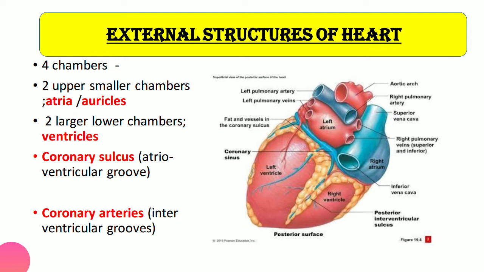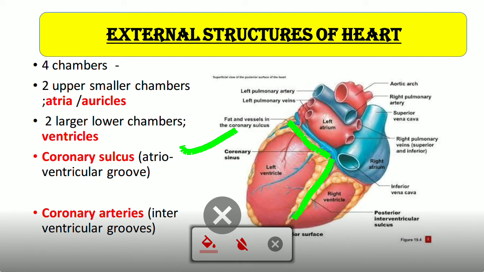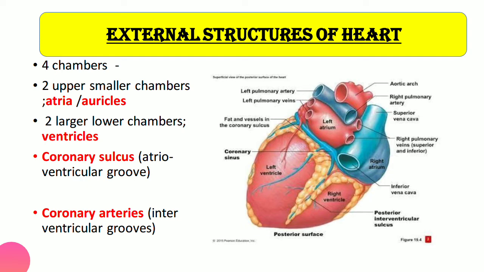Now coming to the grooves present on the outer surface. You can see the grooves here. The groove between the atria and the ventricles, the atrioventricular groove, is known as the coronary sulcus, and then there is the interventricular groove. Interventricular means in between the ventricles, and the coronary arteries are present in this groove. So this is the general view of the external structure of the heart.